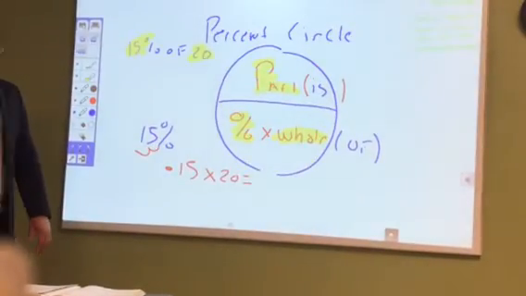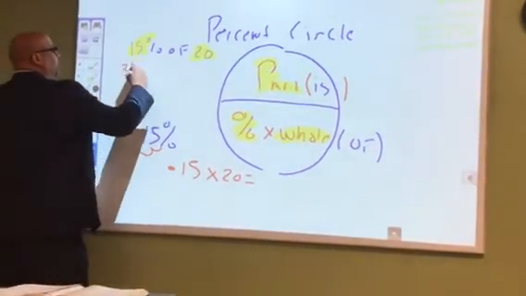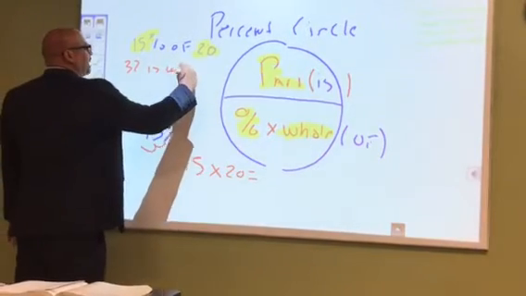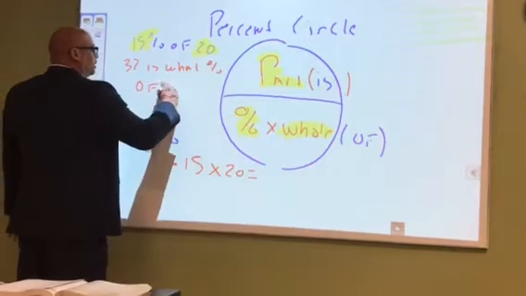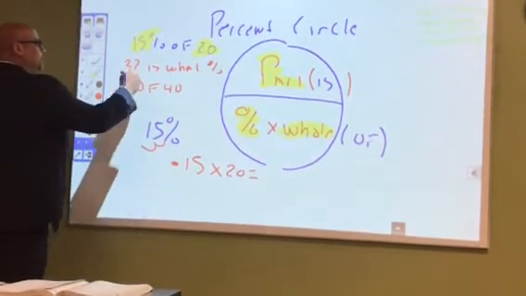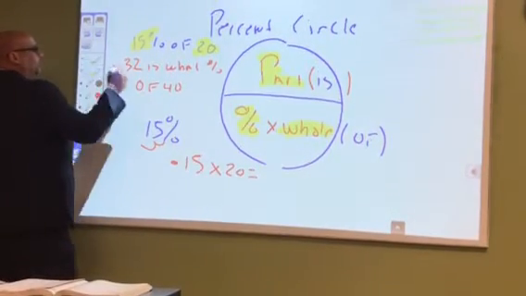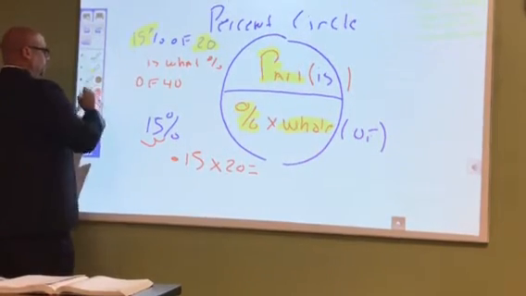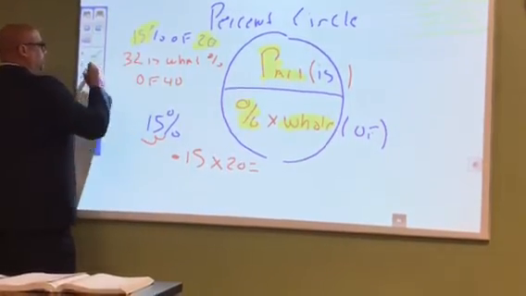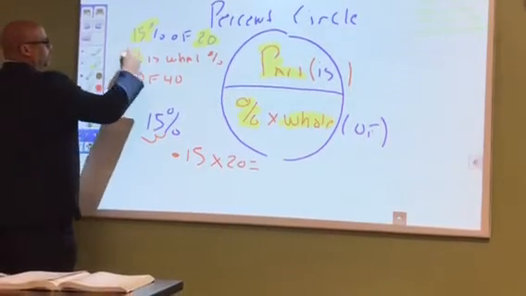Is that clear? What if I have 32 is what percent of 40? We're plugging in again. How many numbers do we have here again? Two again. What are the two numbers we have? 32 and 40.